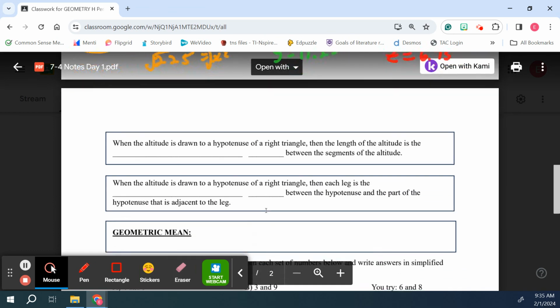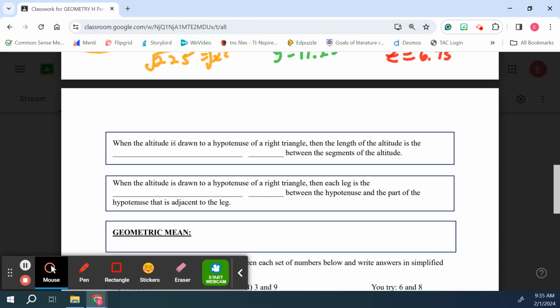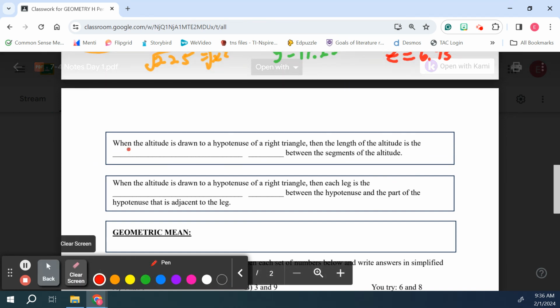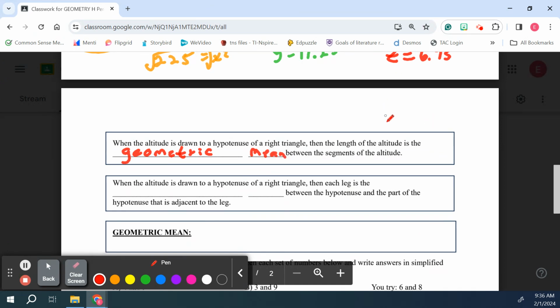Okay, so it says, when the altitude is drawn to a hypotenuse of a right triangle, then the length of the altitude is the geometric mean between the segments of the altitude. When the altitude is drawn to a hypotenuse of a right triangle, then each leg is the geometric mean.